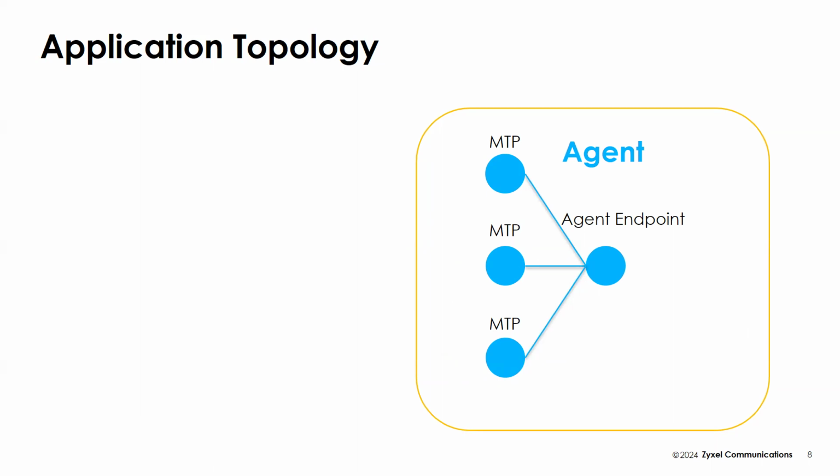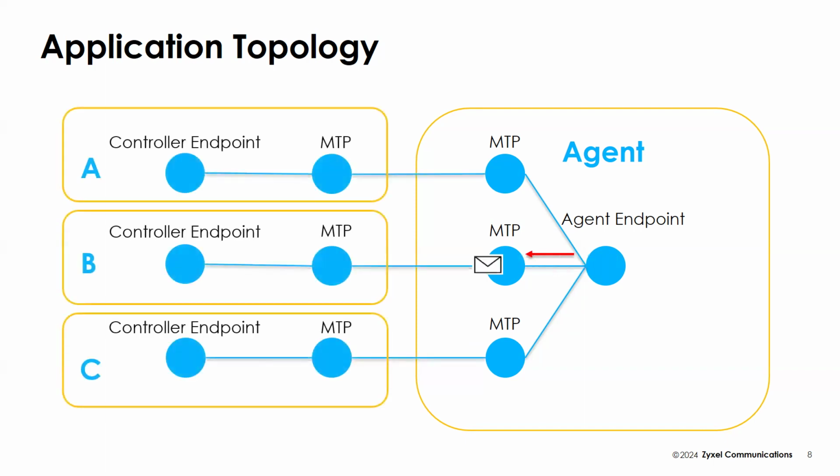Okay, so in our example here, if our agent wants to send a message to a controller, it will start sending a message from the agent's endpoint like this. Then the message will be transported using one of the MTPs shown here. Then this message will be sent from the agent to the controller and stop at the controller's endpoint, like this animation.